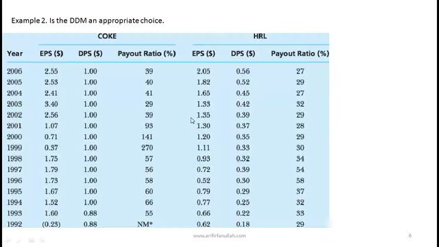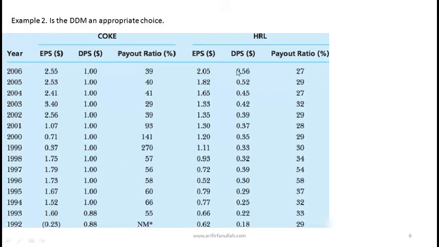So based on what you've learned, let's figure whether you can apply the DDM to either of these companies. Okay, so you have two companies. Coke has a very stable dividend. Okay.